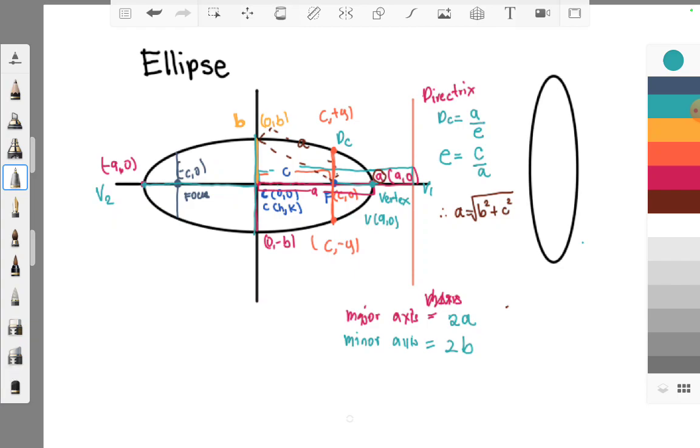Now, the formula for the length of our latus rectum, LR, is equal to 2b squared all over a. So these are the different parts of the ellipse that may help you in solving the different equations in our lesson.